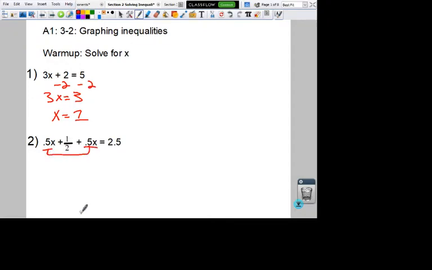And what do I get when I combine my x's, Jace? 1x. Yep, we get 1x. I still have plus 1/2, and it's going to equal 2.5. All right, Magi, what am I doing next? You're gonna minus the half. Okay, what do I get when I minus a half? 2. Yep, I get 1x equals 2.